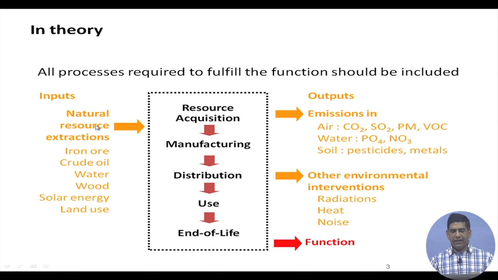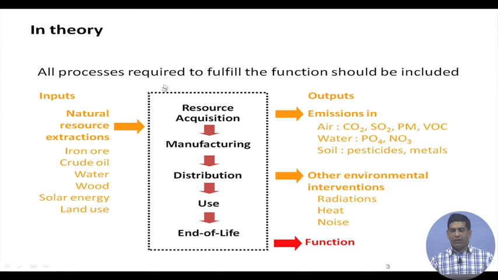The inputs are natural resource extractions: iron ore, crude oil, water, wood, solar energy. These are our inputs. Outputs were emissions: air emissions, water emissions, soil emissions, and also other environmental interventions in terms of radiation, heat, and noise. These are all outputs associated with that.